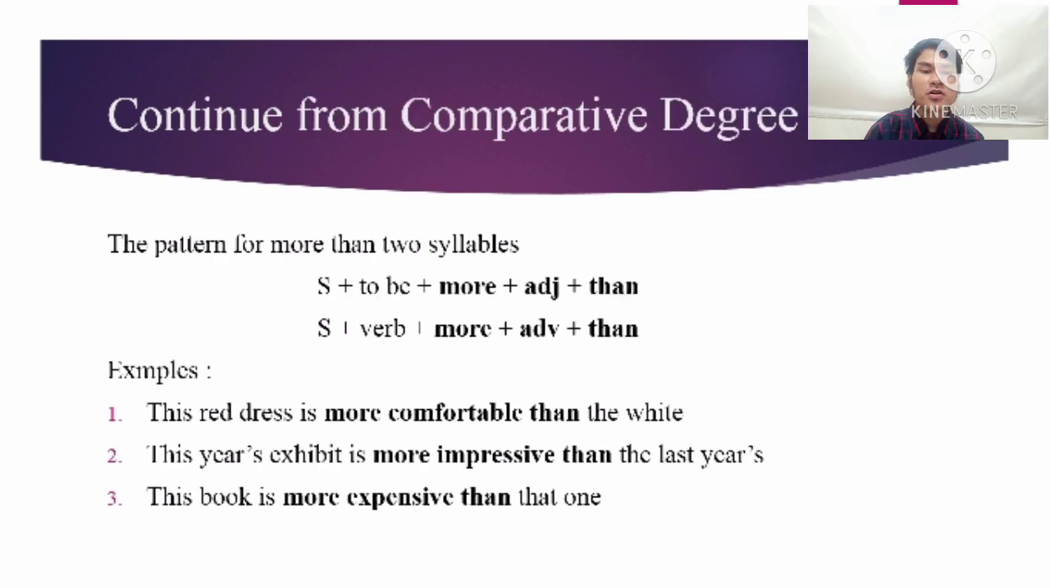The pattern for more than two syllables: subject plus to be plus more plus adjective plus than, or subject plus verb plus more plus adverb plus than. For example, this red dress is more comfortable than the white. This year's exhibit is more impressive than last year's. The book is more expensive than the other one.